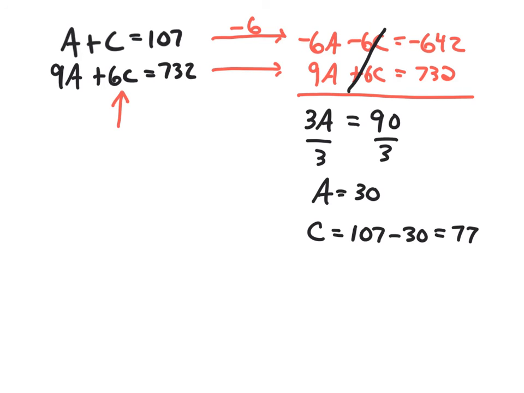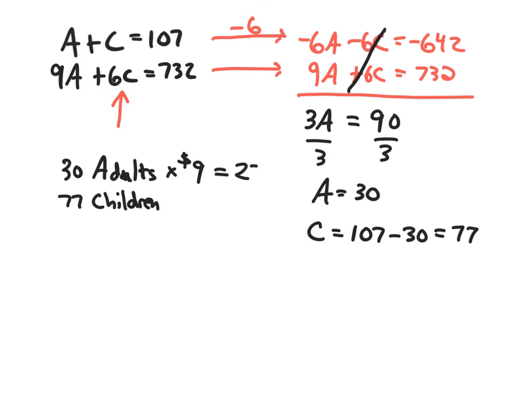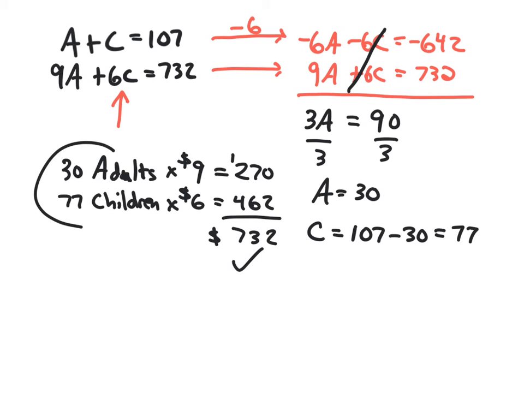Now a quick check of 30 adults and 77 children. The adults paid $9, and 30 times 9 is $270. The 77 children paid $6 each. 77 times 6 is $462, and when I add these together, I get $732, which was the total amount. So everything checks. There were 30 adults and 77 children.